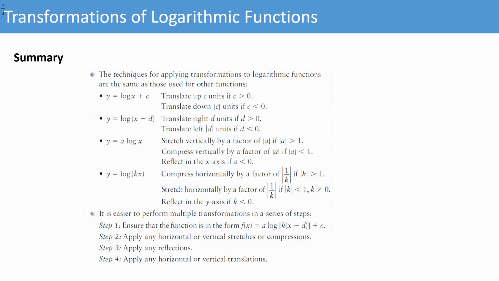The a in front says stretch vertically by a factor of the absolute value of a if the absolute value of a is greater than 1. It compresses vertically by a factor of the absolute value of a if the absolute value of a is less than 1, and it reflects if a is less than 0. Then we have the log of kx, compressed horizontally by a factor of 1 over k if k is greater than 1, and stretched by a factor of 1 over k if k is less than 1 and does not equal 0.